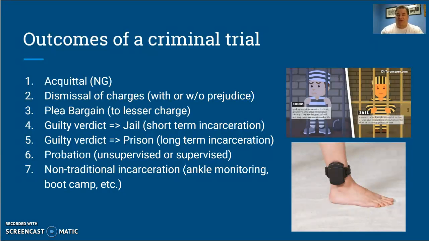There could be a guilty verdict. In a guilty verdict, you might go to jail. This is kind of a short-term incarceration, usually at the county or state level. Or you might go to prison. Prison is a longer-term incarceration. Prisons are usually at the state or federal level.